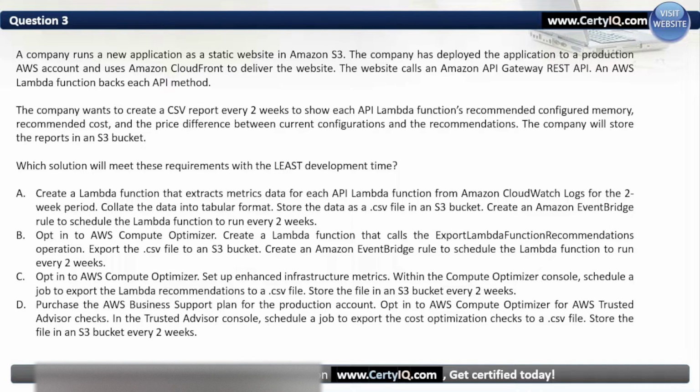The correct option is B. Opt in to AWS Compute Optimizer. Create a Lambda function that calls the ExportLambdaFunctionRecommendations operation. Export the .csv file to an S3 bucket. Create an Amazon EventBridge rule to schedule the Lambda function to run every 2 weeks.